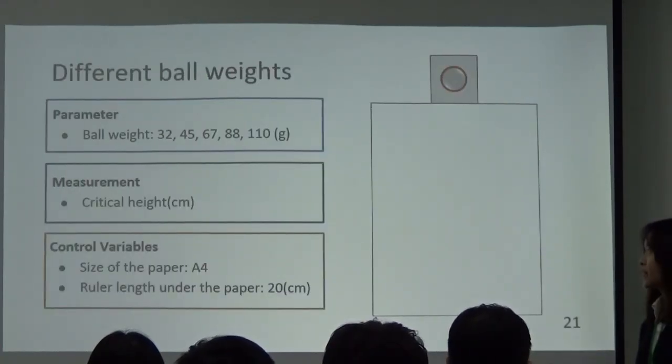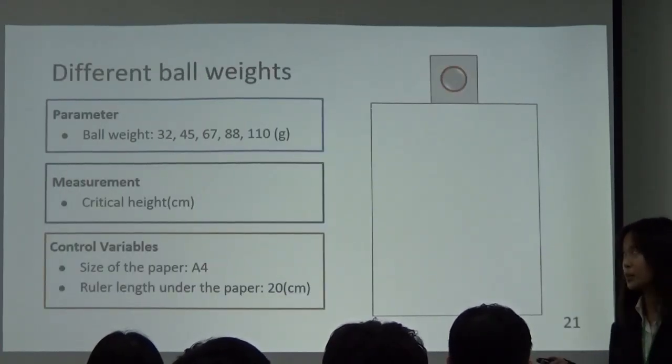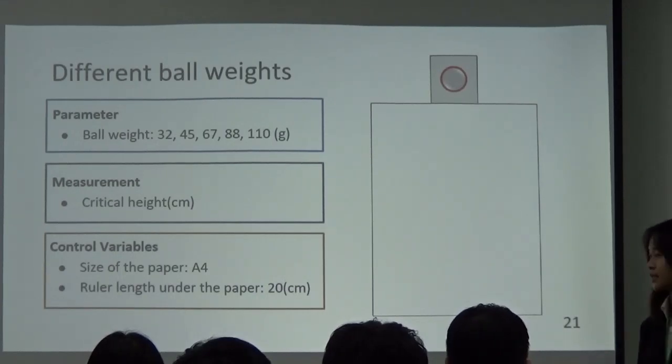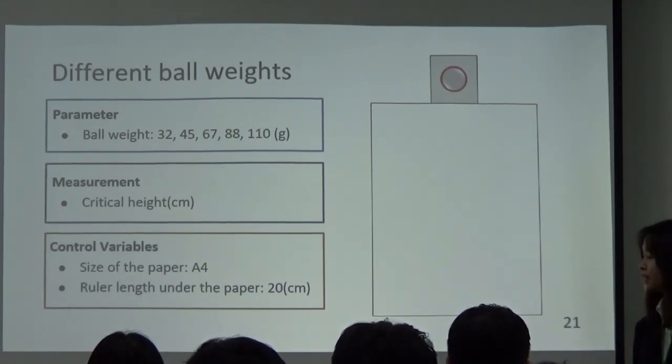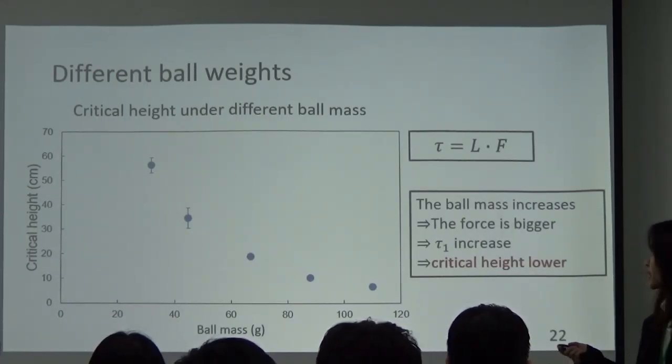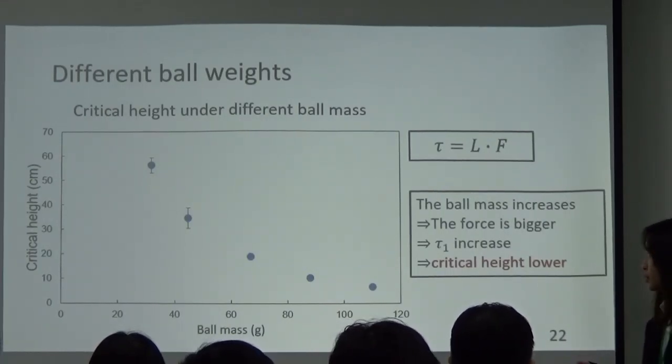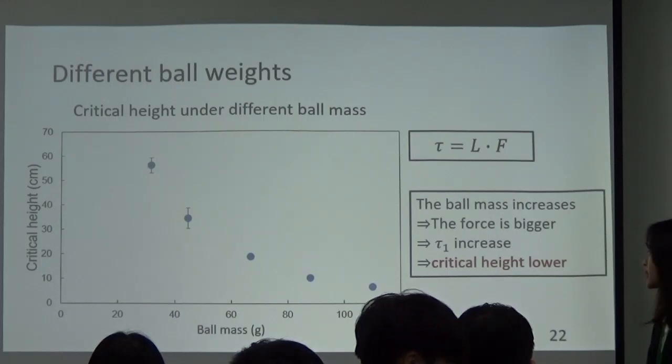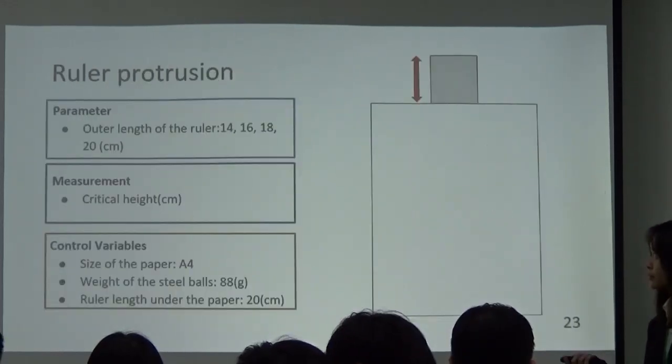And our next parameter is that we change the weight of the balls to five sizes from 32 to 110 grams. And we also measure the critical height, but we use A4 paper now. As you can see, the trend is cooling down, because when the ball mass increases, it will provide more force to the ruler so that the critical height will be lower.